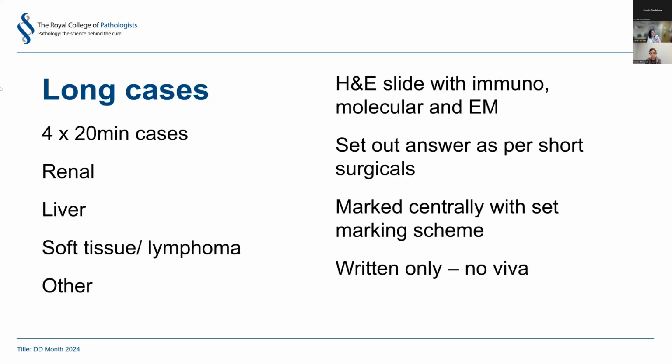Long cases. These are 4 cases, 20 minutes per case. They're classically made up of a renal case, a liver case, soft tissue or lymphoma, but not necessarily have to be those things, but that's what we normally give as the 3rd case, and then something else. You're provided with a H&E slide and appropriate immunohistochemistry, possibly some molecular, and with the renal, EM.